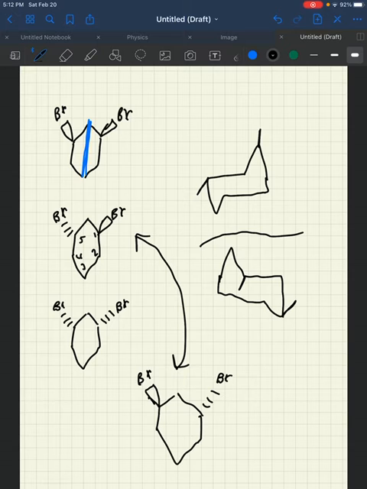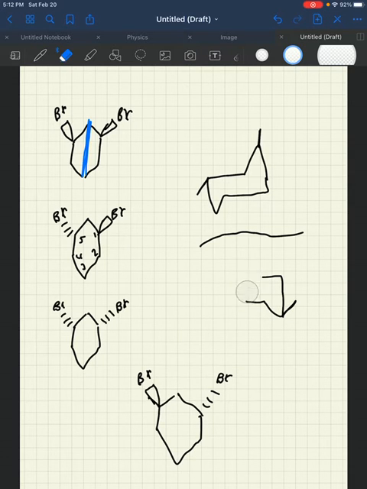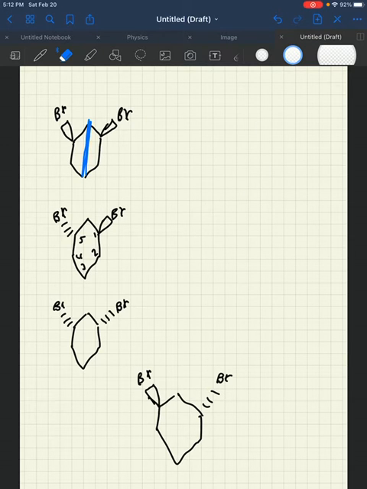But if I try and put these together and superimpose these, I can't do it. It just doesn't work. So, these would be enantiomers to one another. These are enantiomers.